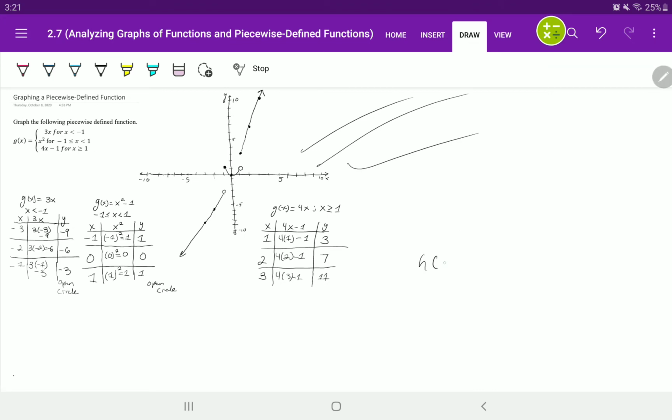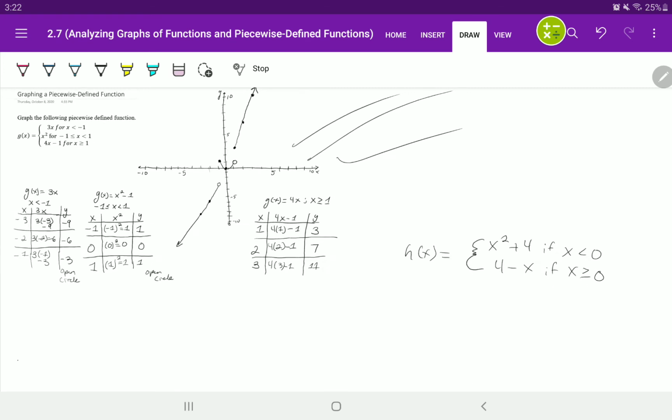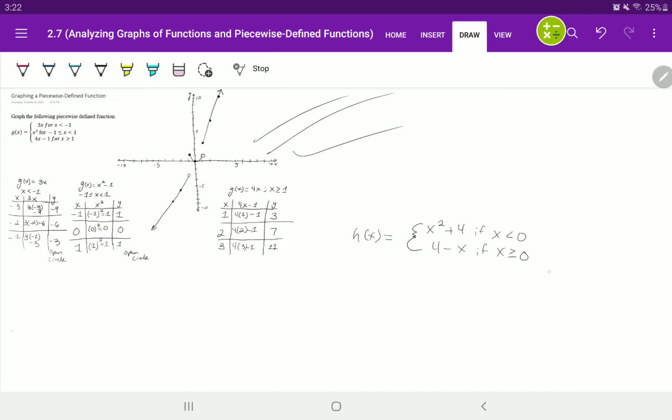Let's say h of x equals x squared plus 4 if x is less than 0, and it's going to be 4 minus x if x is greater than or equal to 0. Let's say that's the piecewise function right there. I'm going to do a quick sketch.